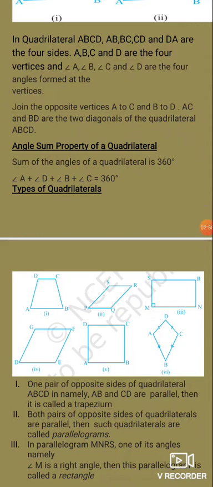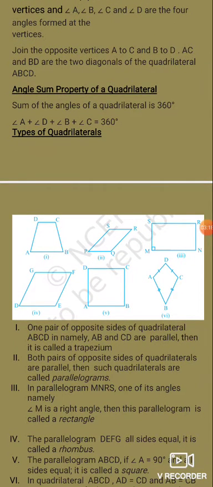Now the second one. Both pairs of opposite sides of a quadrilateral are parallel. Such a quadrilateral is called what? Parallelogram. Now listen carefully. In the second figure, PQRS, 2 pairs of opposite sides are parallel, so it is a parallelogram. Now the third one. In parallelogram MNRS, one of its angles, namely angle M, is a right angle. Then this parallelogram is called a rectangle.